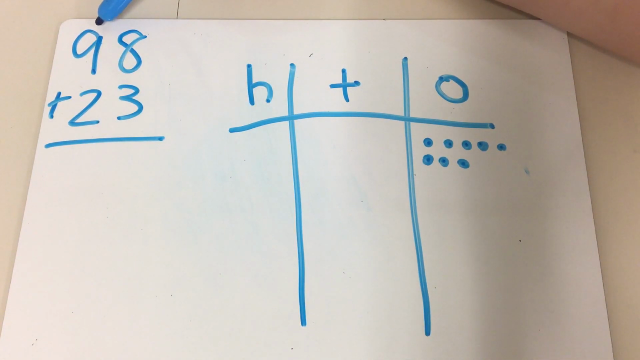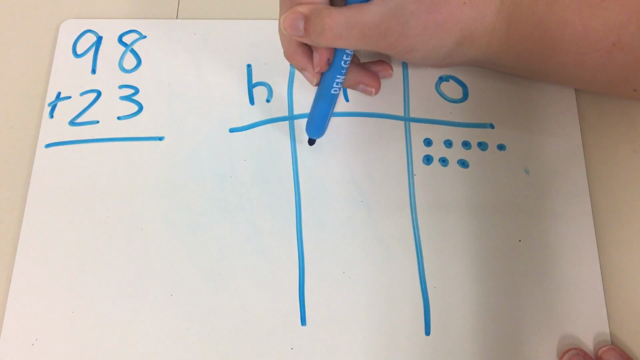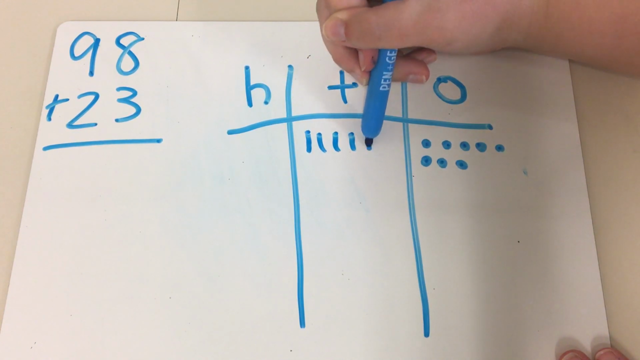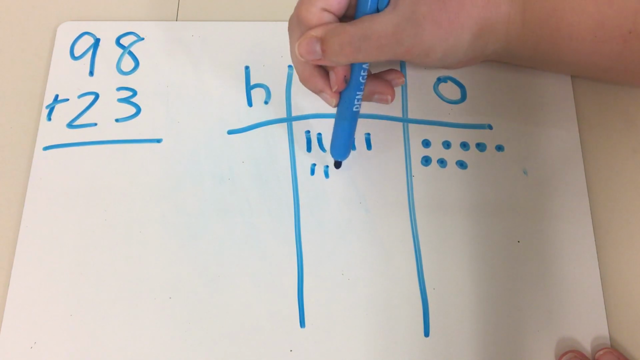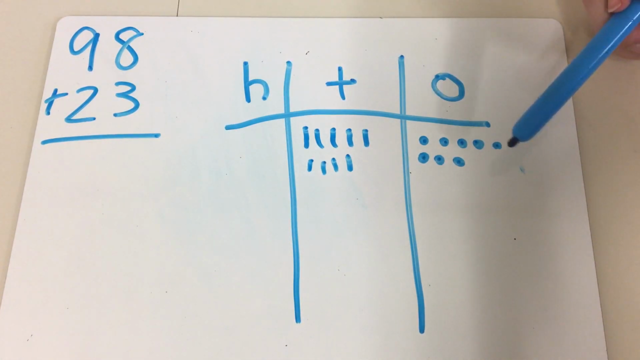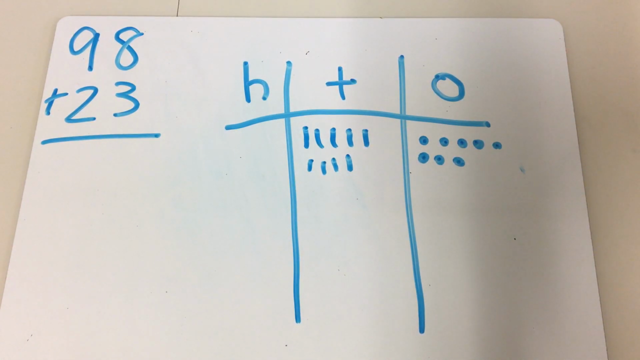Then what do I have? How many tens? 9 tens. So I'm just going to draw my 9 tens. 1, 2, 3, 4, 5, 6, 7, 8, 9. And if you noticed, I'm making them in rows of 5 because that's easier for me, because then I can see when I have a group of 10, I know to regroup. As you'll see when I'm adding my next number, which is 23, I'll easily fill up a row of 10 and I'll know to regroup it.